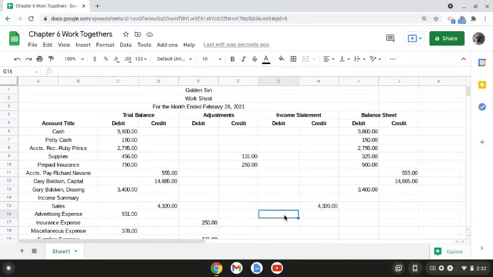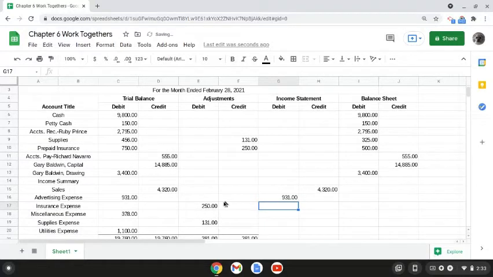So for advertising expense, this was recorded in the trial balance debit column as an amount of $931. So we're going to transfer this number over to the income statement debit column. For the insurance expense account, this account was listed as an amount of $250 in the adjustment debit column. So since there was no other number in the trial balance debit column or credit column, we are going to just bring that number over to the income statement debit column.